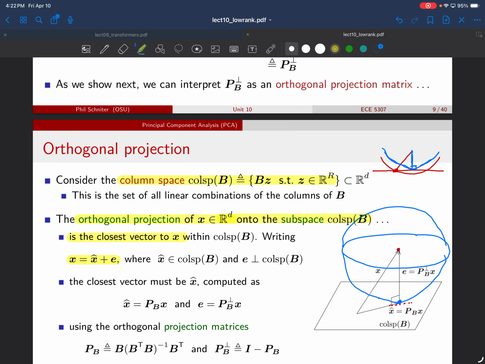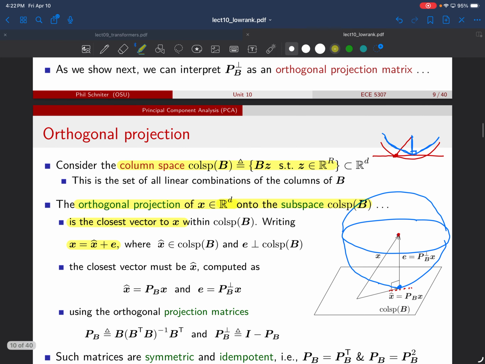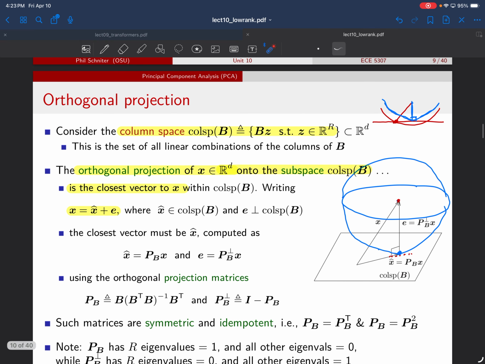Any questions about that? Okay, so now you might ask, how do you actually compute that vector? It turns out you can compute it by multiplying x by a matrix, which is this projection matrix. And you can get e by multiplying x by a different matrix, which is sort of the partner. This is the projection matrix, and this is its orthogonal complement. The way you construct these matrices is that P_B has this form: B times (B transpose B) inverse times B transpose. And then P_B perp is just I minus P_B.